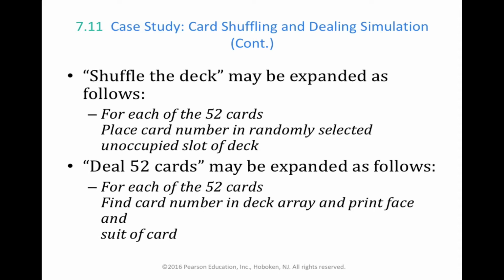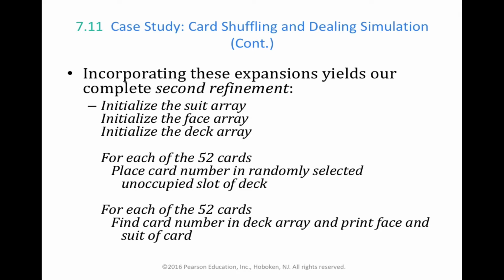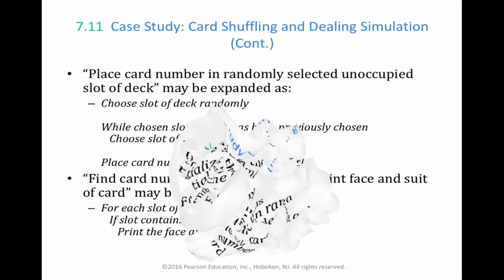Well, for each of the 52 cards, I'm going to find the card number in the array and print the face and suit of the card. Now, if I want to incorporate those expanded statements from the second refinement: initialize the suit, face, and deck arrays. For each of the 52 cards, place a card number in a randomly selected unoccupied spot of the deck. And then again, for each of the 52 cards, find the card number in the deck array and print the face and suit of the card. Okay, that's pretty straightforward.